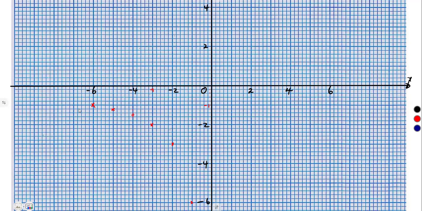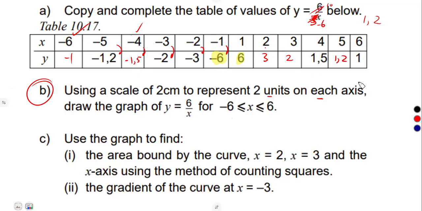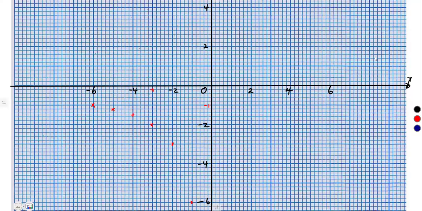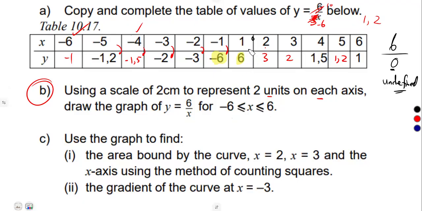So we can see that on the negative region, this is what we have. And moving to the other side, there was supposed to be 0 here, but x cannot be equal to 0. You cannot have 6 over 0. That's infinite, undefined. So meaning to say, where x is equal to 0 is an asymptote. So the y axis is an asymptote. Our y values cannot be equal to that. I mean, x cannot be equal to 0.